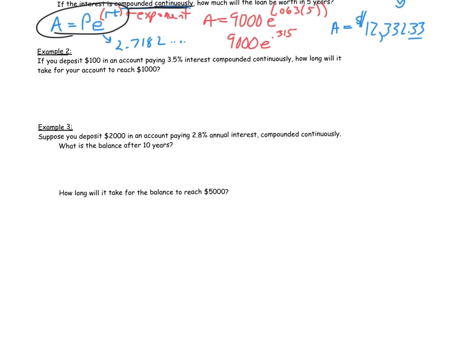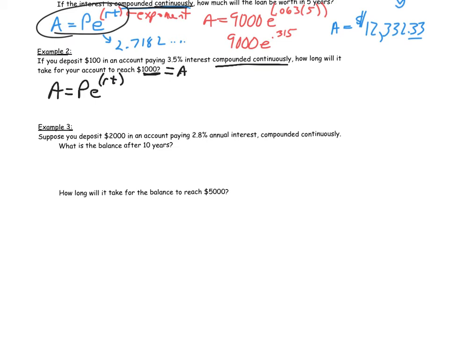But now, if you deposit $100 into an account paying 3.5% interest compounded continuously, so that means we're going to use the Pert formula. A equals P times E to the RT power. That's an exponent there. How long will it take for your account to reach $1,000? So that's a final amount. That 1,000 is equal to A.